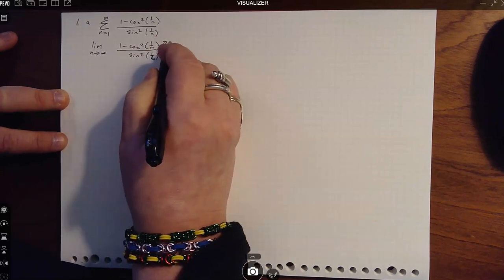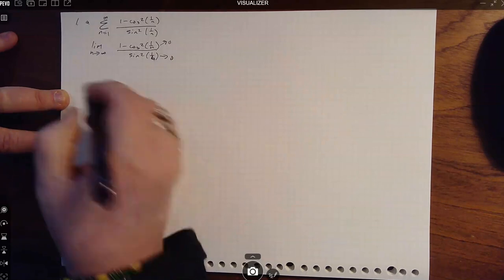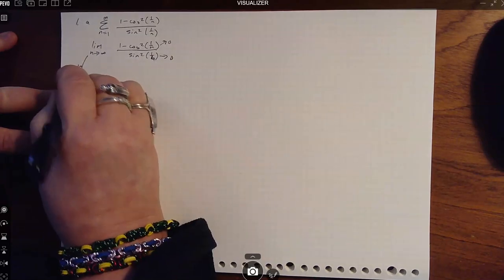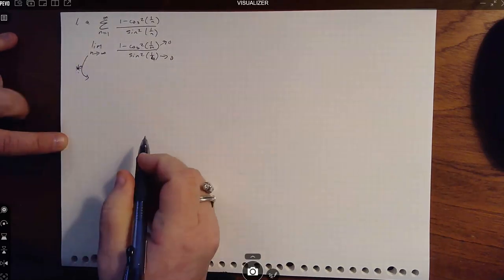So the top one goes to 0. The bottom one goes to 0. So I can L'Hopital it. That's what I use for L'Hopital because writing the word out is too long.